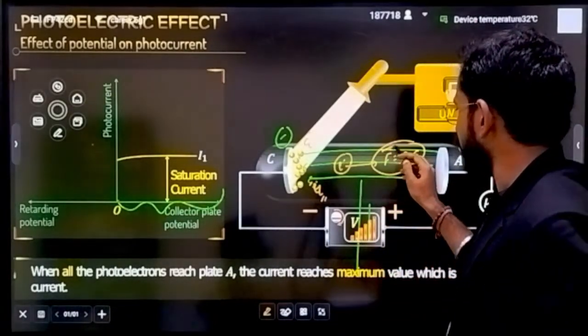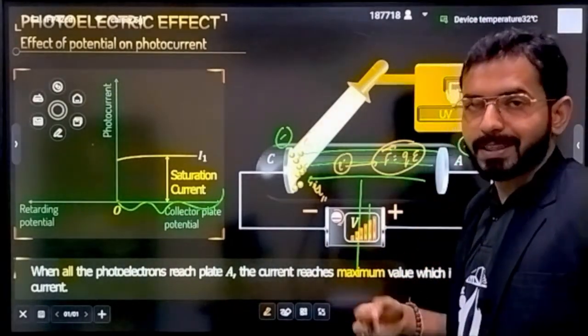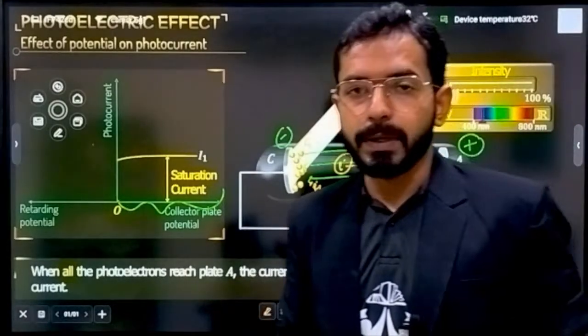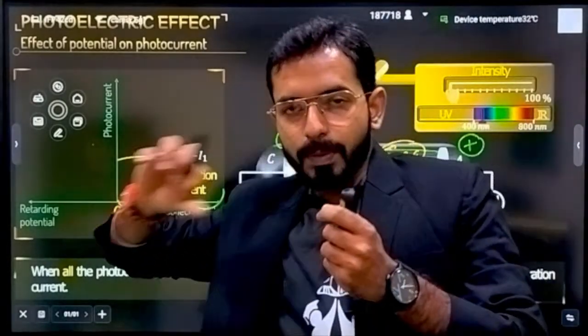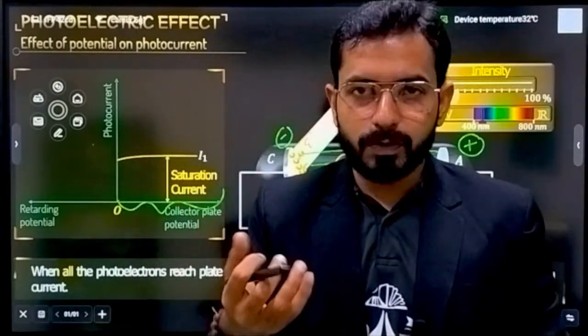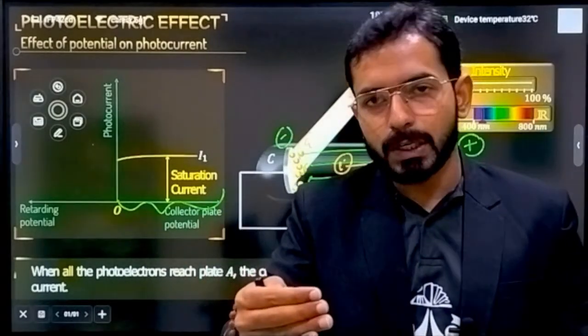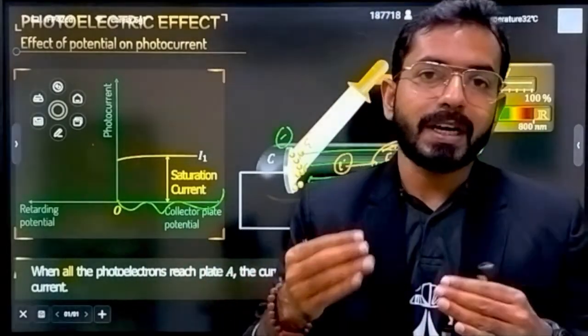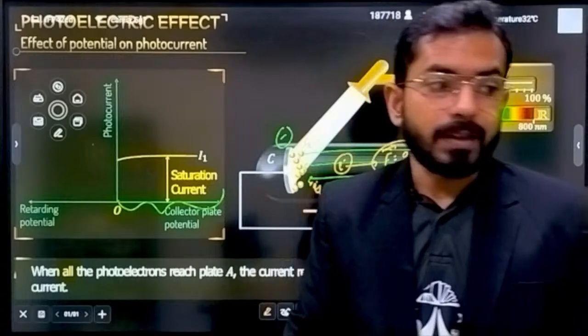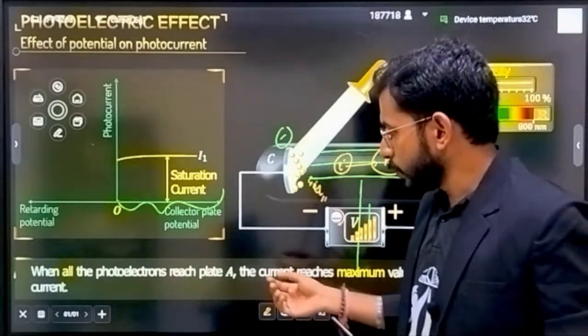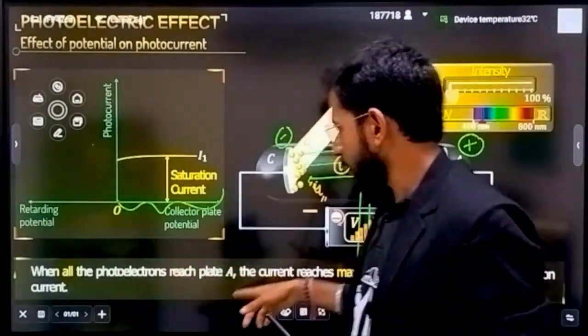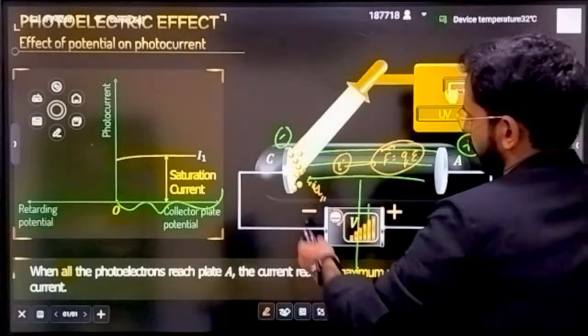But now what is happening? Now a force is also acting, and that force is equal to Q into E. That extra force will take this electron further with more speed, and the more electrons come towards the anode plate, the more photocurrent there will be. Correct? That means, what can I say about the effect if you are increasing this potential difference?